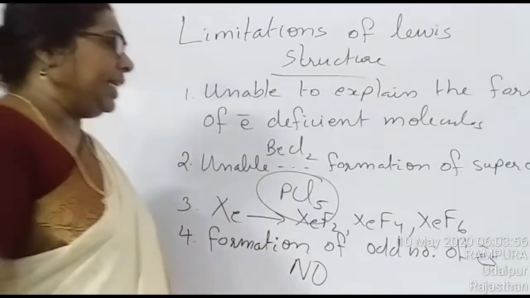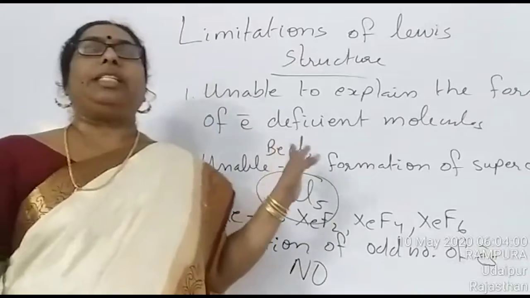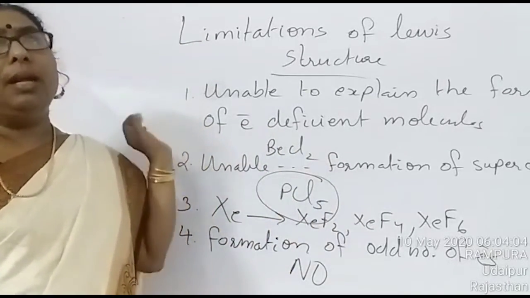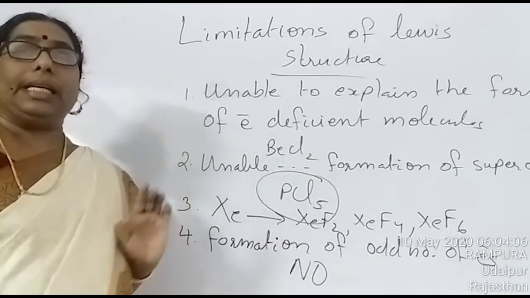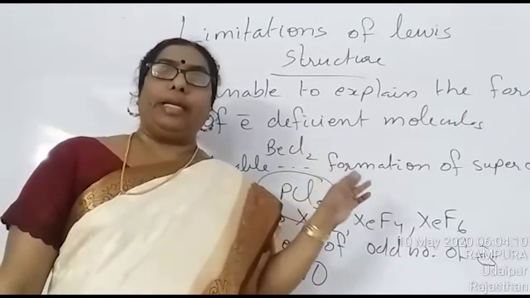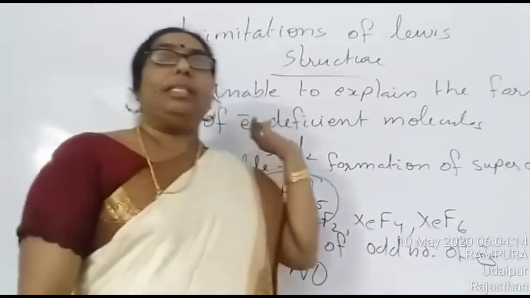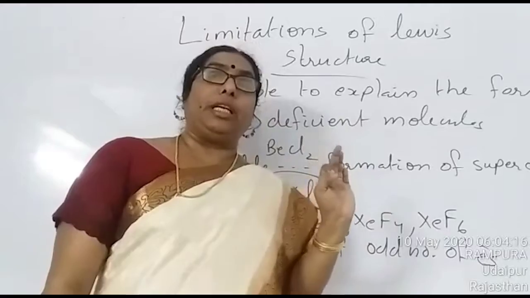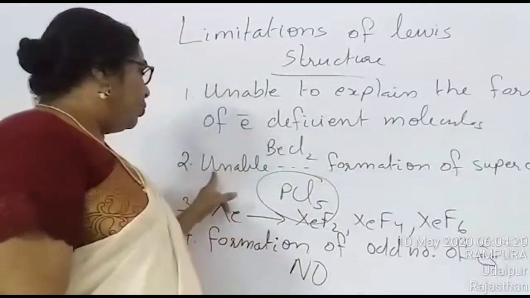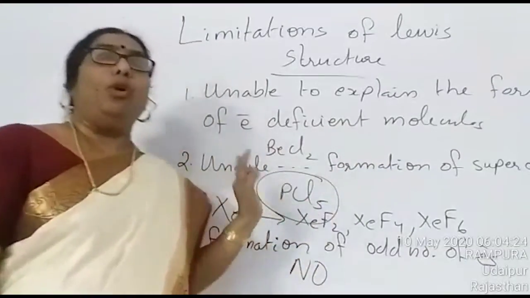And even we can say that Lewis was unable to predict the energy changes that take place during bond formation. Is it clear, children? Those are the drawbacks or limitations of the Lewis structure. So the first one is that the Lewis structure was unable to explain the formation of electron deficient molecules. It was not able to explain the formation of superoctet molecules.